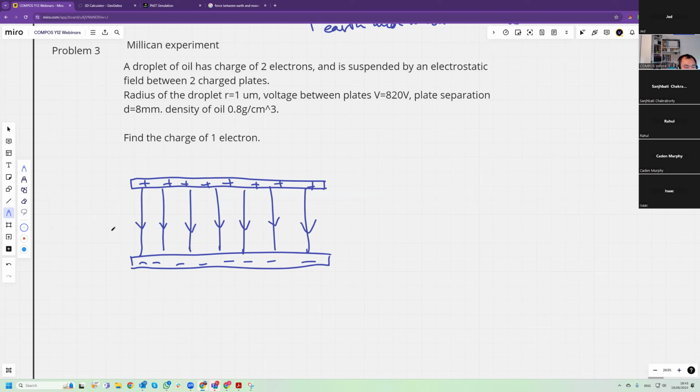Now you take a droplet of oil that carries a negative charge. So it carries a charge of 2 electrons. Now there are 2 forces acting on this droplet. First of all, there's the gravitational force, that's the mg. And on the other hand, there is the upwards electrostatic force. Then they have to match.